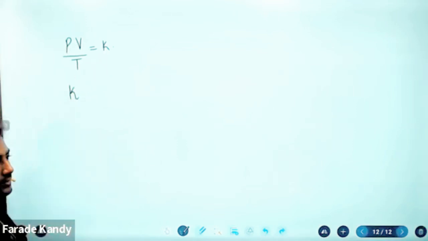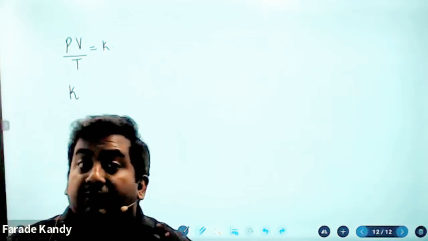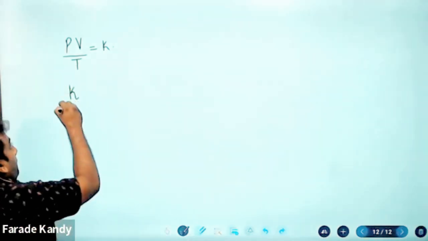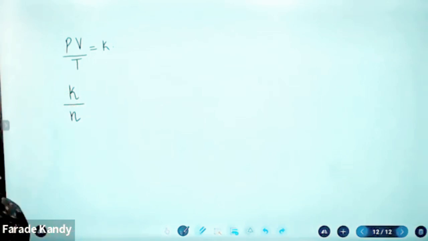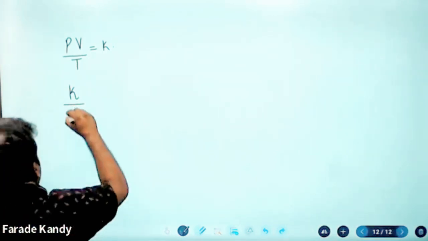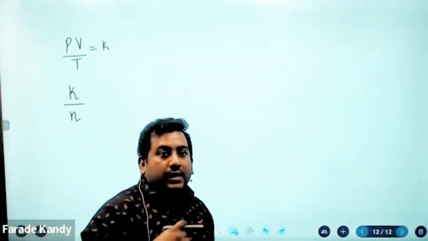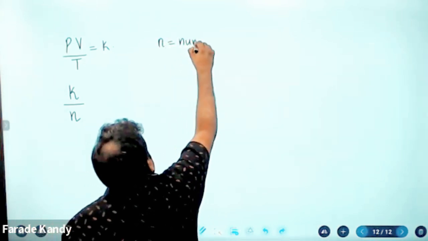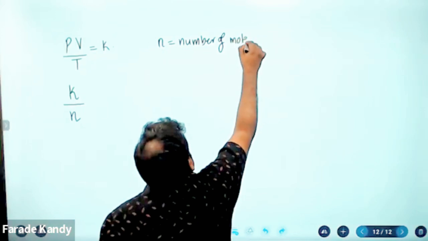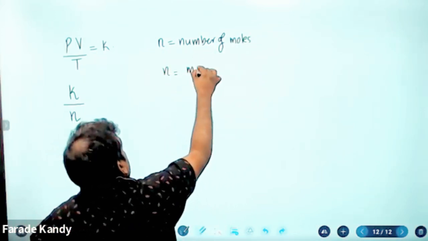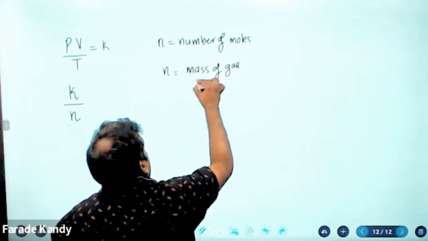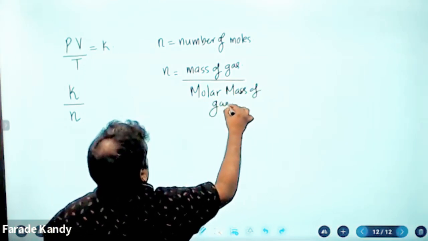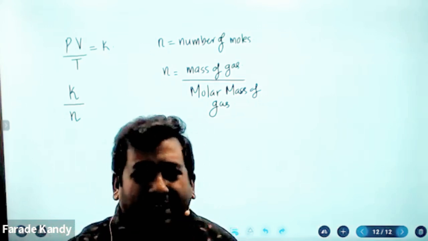Constant K can be defined in three different ways. Look at this carefully. Understood? Constant per mole. Constant K per mole for the IT students. Mole symbolically represented as N. N represents number of moles. Don't worry much. Number of moles is mass of gas divided by molar mass of gas. Molar mass normally is in the periodic table or whatever they'll give you.